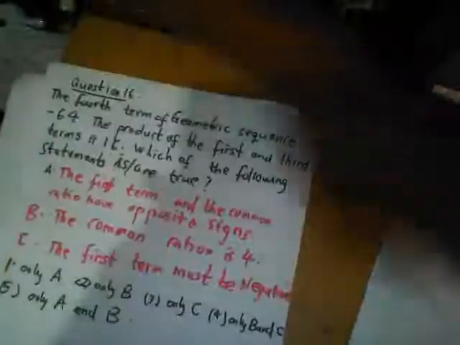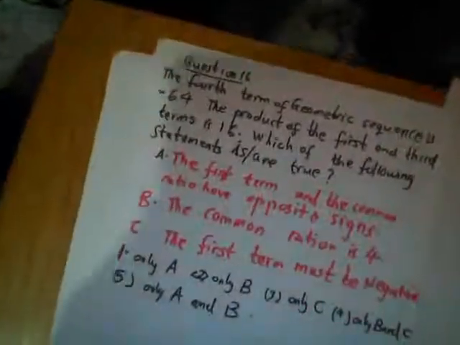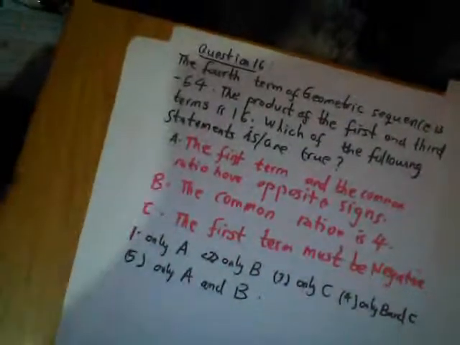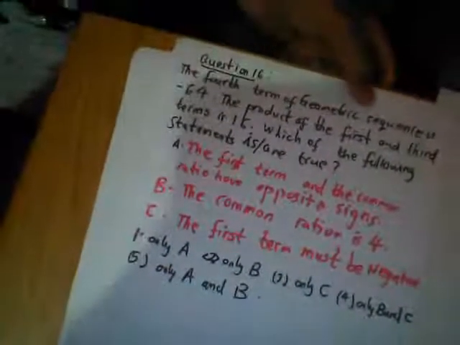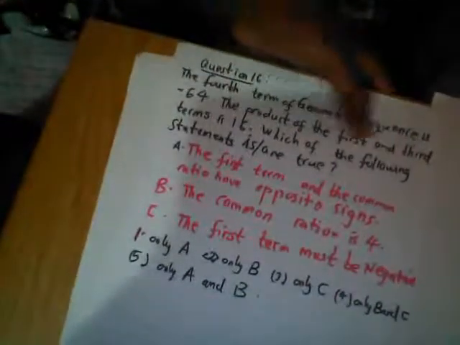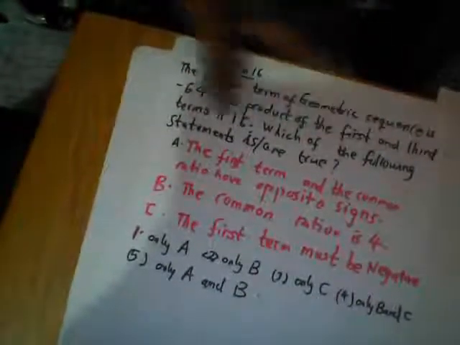Question 16 right here. So, man, we're seeing geometric progression still. Okay, question 16 is saying, I hope everybody can see, or you can pause. You see the question there? So you can pause if you want and read the whole question. The fourth term of a geometric sequence is 64. The product of the first and the third term is 16. Which of the following statements is true?